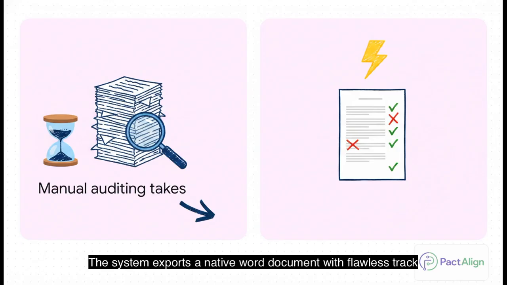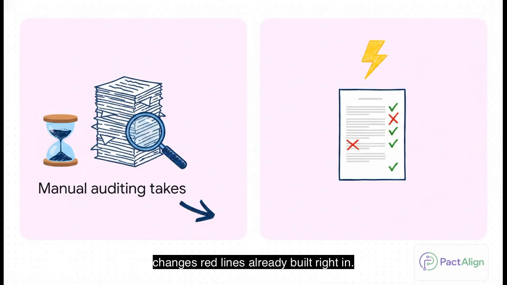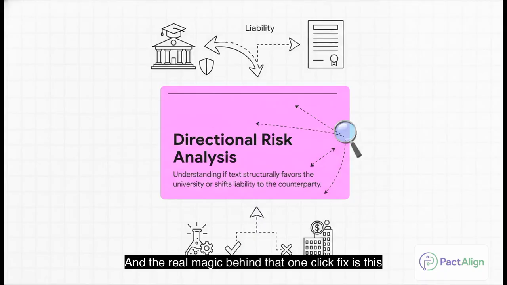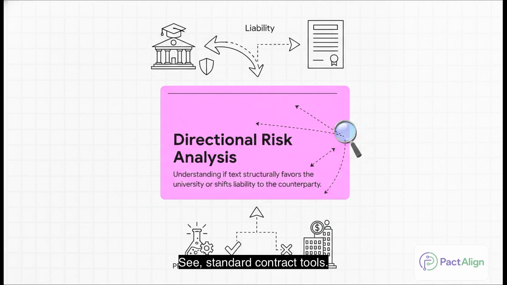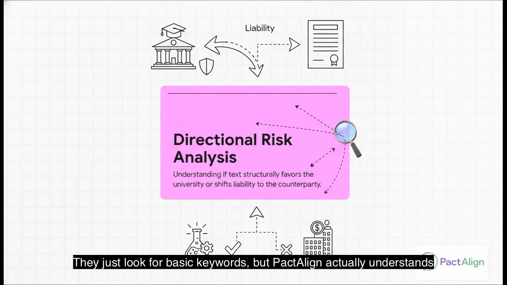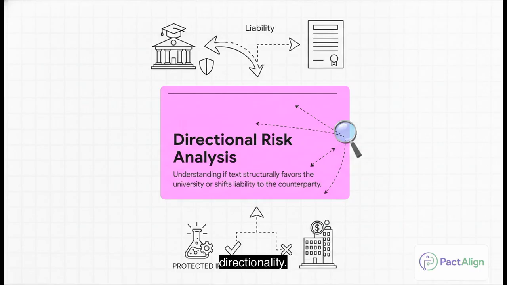Boom! The system exports a native Word document with flawless track changes red lines already built right in. And the real magic behind that one-click fix is this concept of directional risk analysis. See, standard contract tools just look for basic keywords. But PactAlign actually understands directionality.